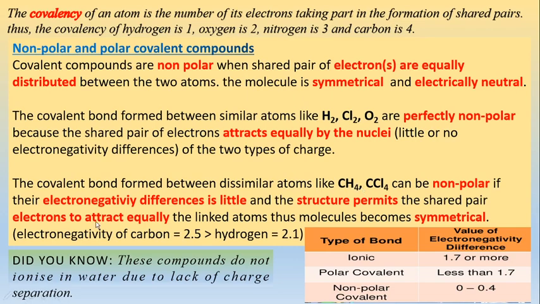Before entering into that, we'll see that these compounds do not ionize in water due to lack of charge separation. As we know, charge separation does not occur, so they do not ionize. I mean to say covalent compounds are not ionized. Electrovalent compounds are ionized because they have a larger electronegativity difference and charge separation is more possible. Hence, they ionize in water. That's why they are called ionic compounds. But covalent compounds are not ionized easily due to lack of charge separation.